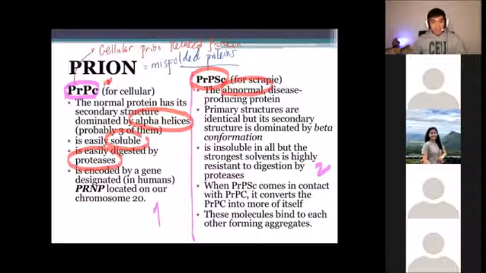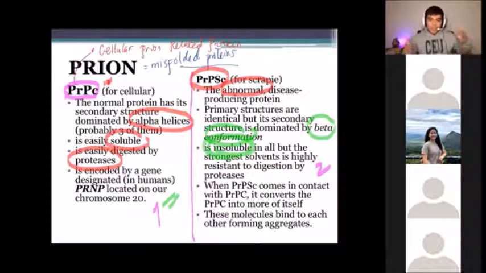As we check the structure, instead of having alpha helices, ang meron ay beta sheets. Magkaiba ba yung alpha at beta conformation sa secondary structure? Yes. Okay? Kaya yung structure ang magde-determine kung siya ba ay good or bad. Now, unlike the normal protein, this is insoluble, yung PrPSc, insoluble.